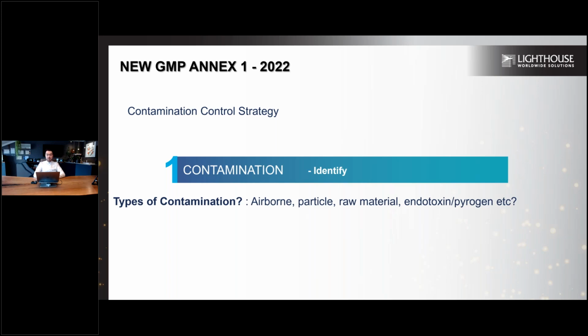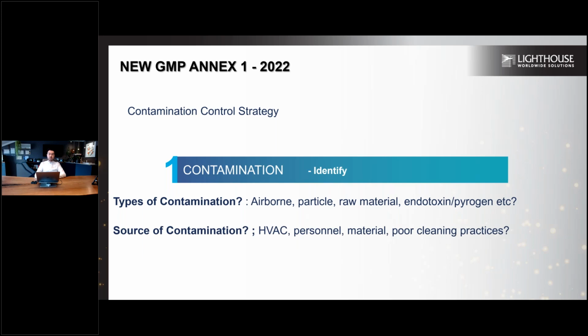Types of contamination. First, let's define the types of contamination: airborne, viral particles, raw materials, endotoxin, pyrogens, whatsoever. So all types of contaminants should be defined first in order to define their sources. The source of contamination could be HVAC, personnel, material, poor cleaning practices. So these are the weak points in your process where you can introduce contamination, viable or non-viable. These are the only sources from which you can have contamination in your clean room.